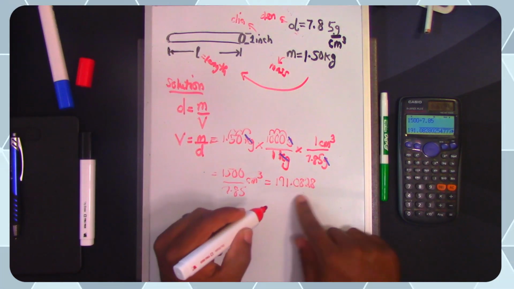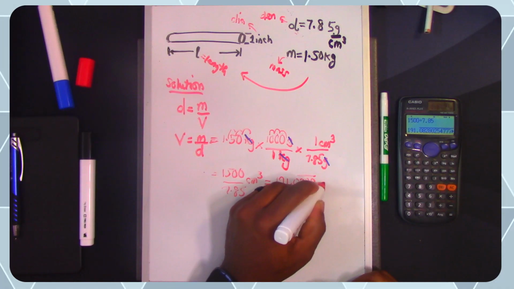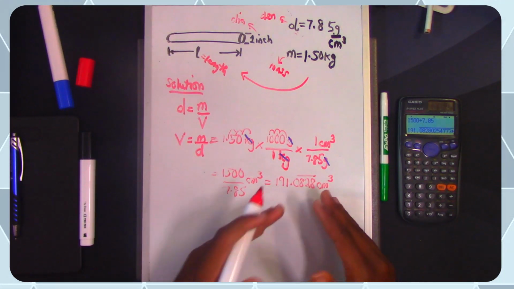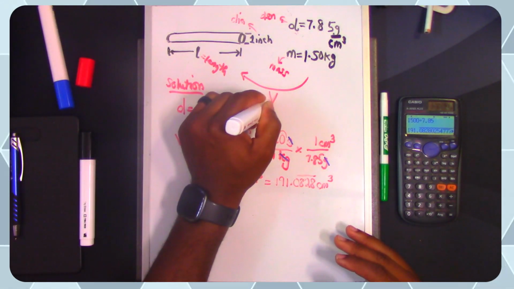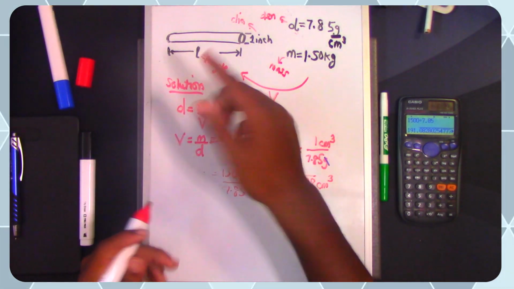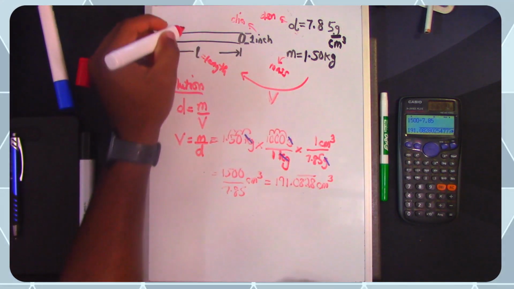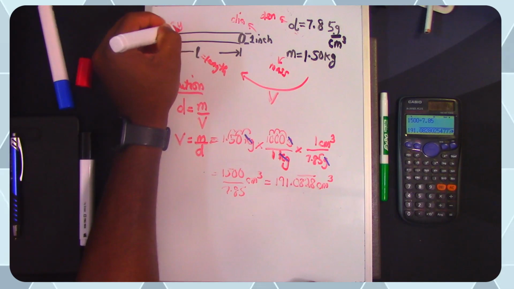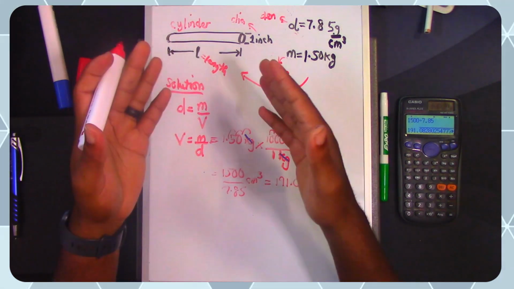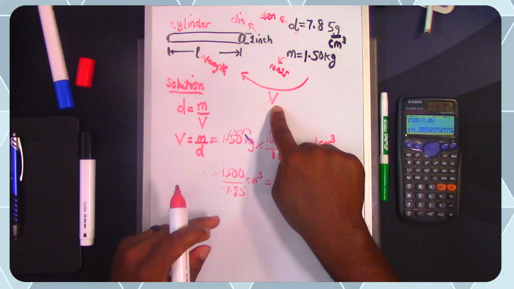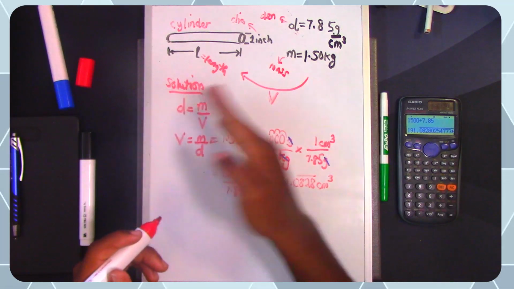191.0828. Take note that this is repeating, so we can just put a bar above it, and this unit is in centimeter cube. Now we have this, we're going to use our volume to determine what the length or the height of this particular shape, the rod, is. Now looking at this rod here, the shape is what? A cylinder. And once we know that it is a cylinder, we need to use something known as the volume of a cylinder to extract the length of the rod.